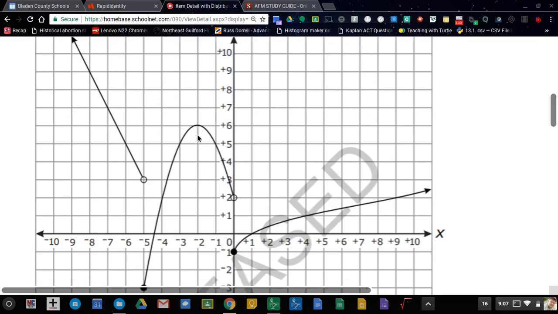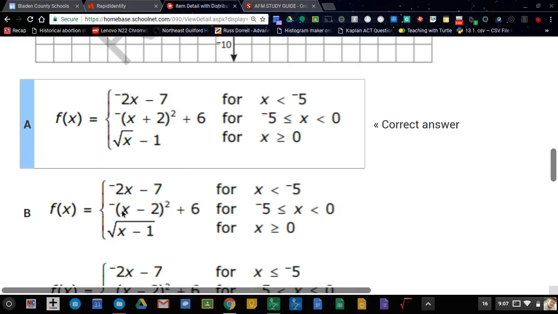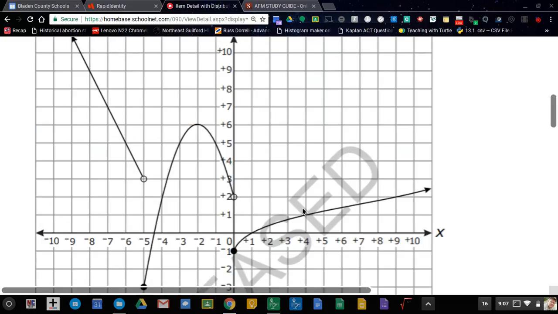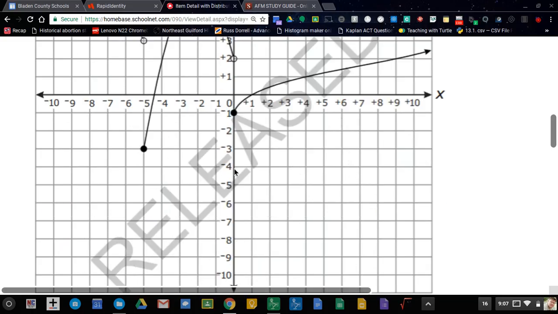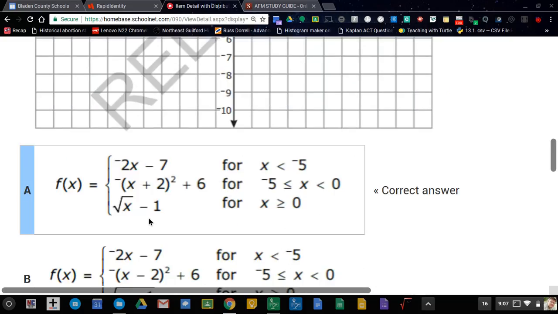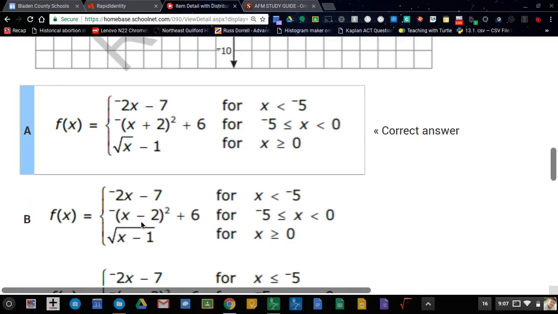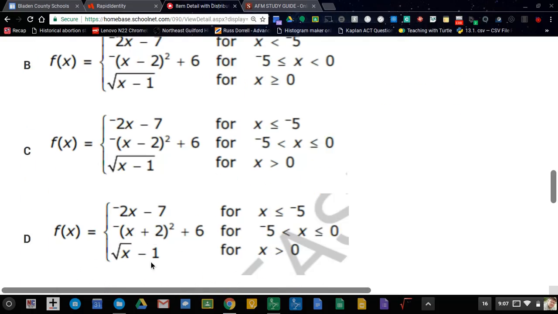I also have a negative out front, which flips it upside down. Okay? So that's exactly the function. I have a closed circle on the left and an open circle on the right. Okay, so everything about option A matches. But again, just looking at the third piece, we were able to easily rule out B, C, and D.